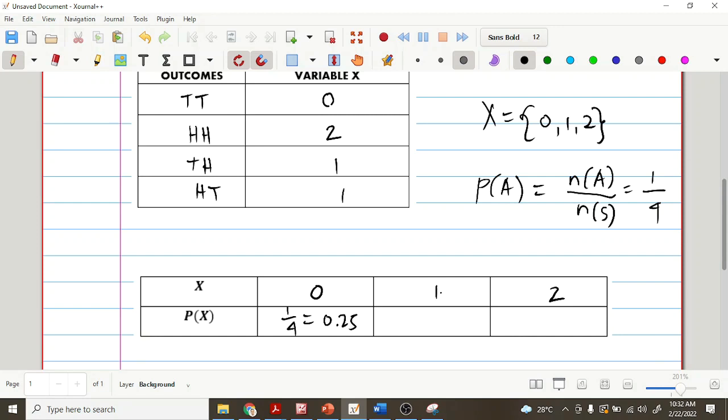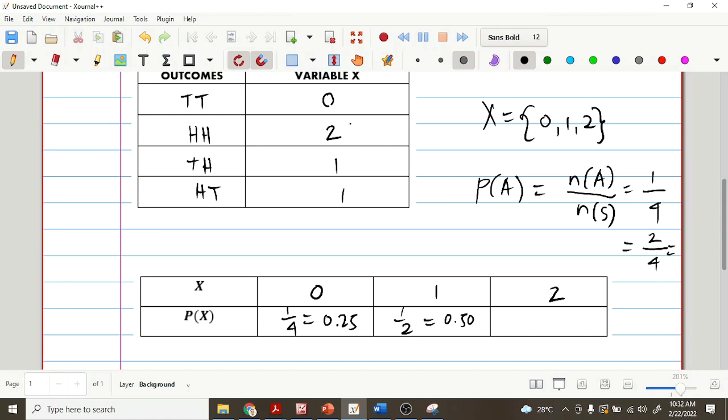Pangalawa, probability that 1 head will appear. So, doon sa table natin, ilang beses nag-appear si 1? Dalawang beses, so we write there 2. And then alam natin na number of elements in the sample space is 4. So 2 all over 4 is equivalent to 1/2, and 1/2 is equivalent to 0.50.